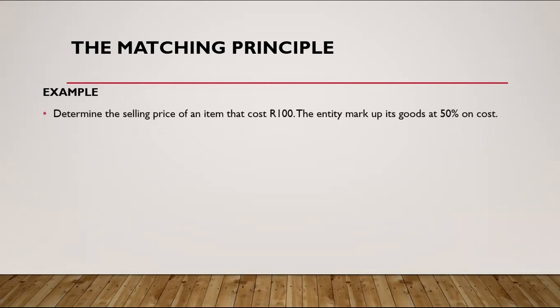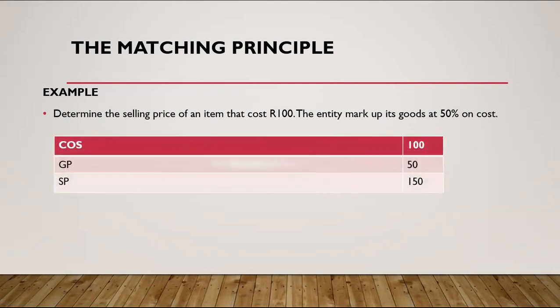Here's one example here. If we are given the cost price of 100 Rand and the markup is 50% on cost. So you can simply say that cost of sales will be 100, gross profit will be 50, and the selling price will be 150. Now, to get your sales value, if you're given the cost price like you've been given here, please know that if you want the sales value, sales will be 150.